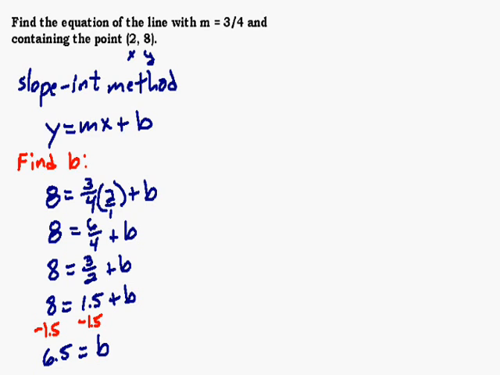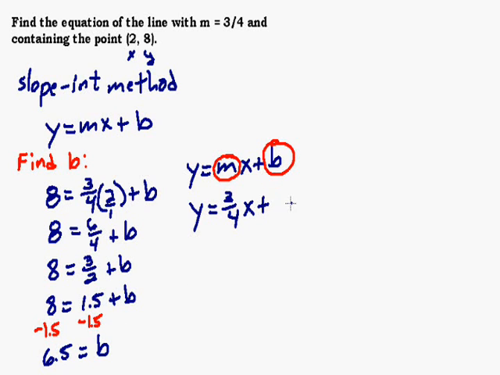So now all you need to do is plug in your slope and your y-intercept. So we'll go back to our equation y equals mx plus b. And we're going to plug in our slope and our y-intercept. So we know our slope is 3/4 and we know our y-intercept is 6.5. Well, I'll just write 6.5 since I'm using fractions for my slope. There you go. That's it. So that's the first method.